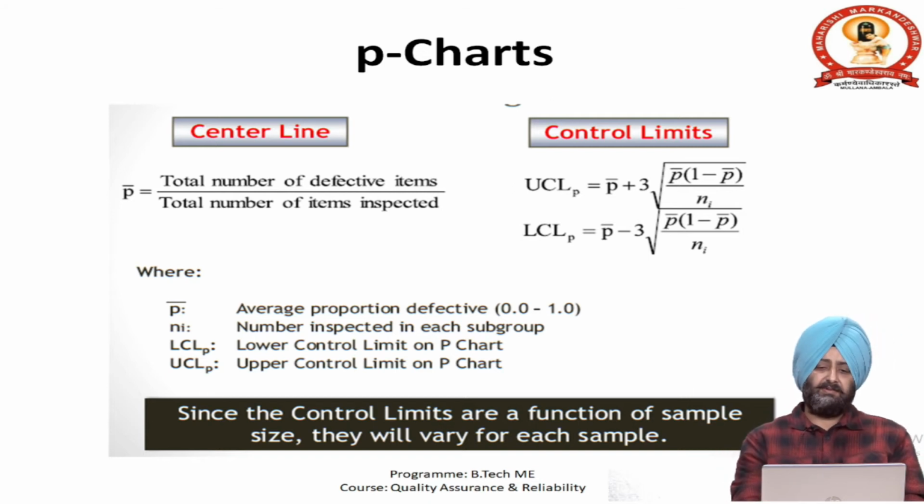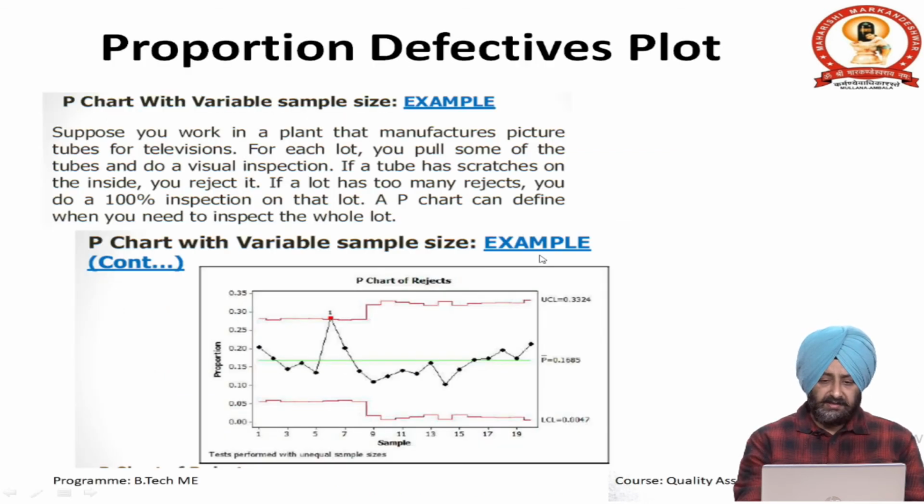Now this slide tells you the P chart. It tells you the formula. P stands for proportion basically. Proportion means proportion of defective pieces, and this is the formula for upper control limit, this is the formula for lower control limit, as these formulas are the function of N. N means sample size or lot size. So as the sample size or lot size varies, the upper and lower control limit will also fluctuate, move up or down.